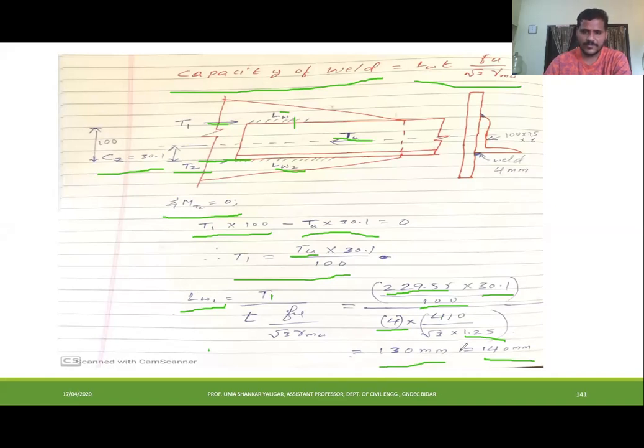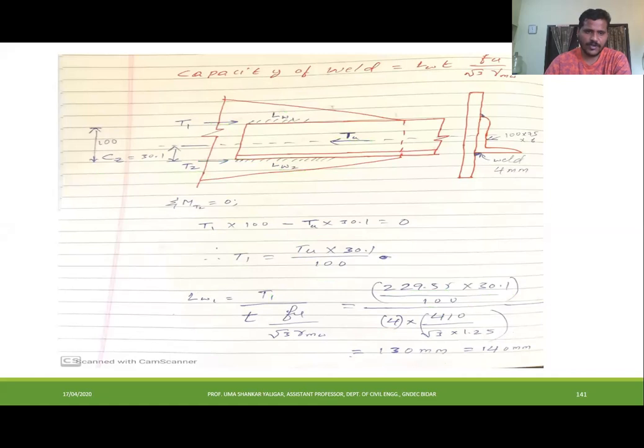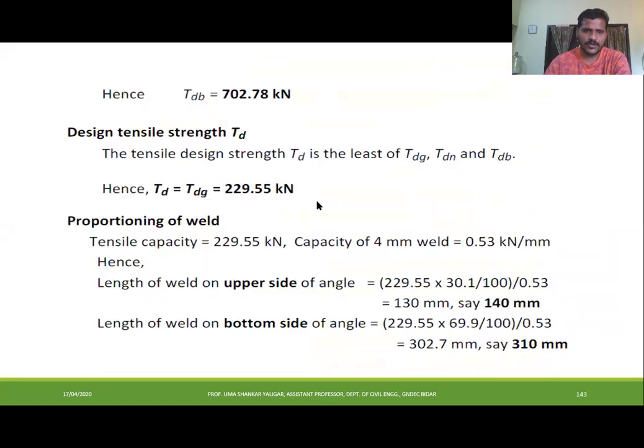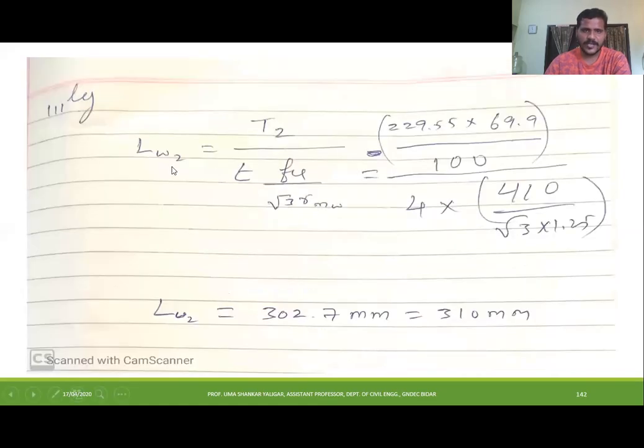And similarly, I need to calculate LW2. Here LW2 is the same thing, but instead of T1, you will get T2. T2 is equal to 229.55 into 69.9 divided by 100, if you take the moment at T1 equal to 0. Then you substitute here.